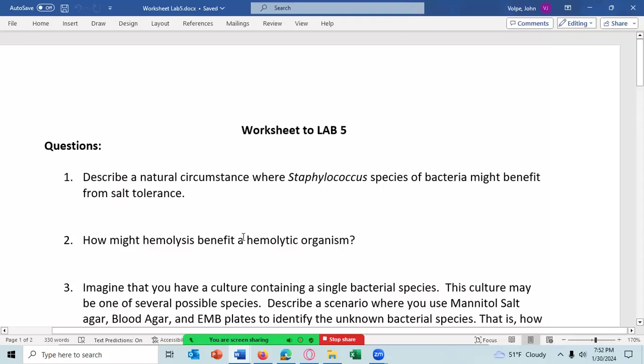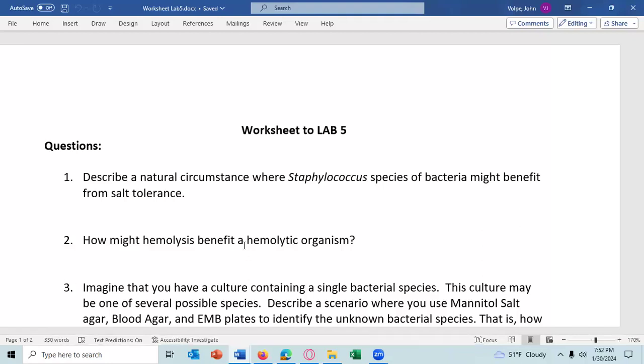2, how might hemolysis benefit a hemolytic organism? So we have a bacteria that can produce hemolysins. That's something that causes hemolysis. And then how will that bacteria benefit from the blood cell being lysed?